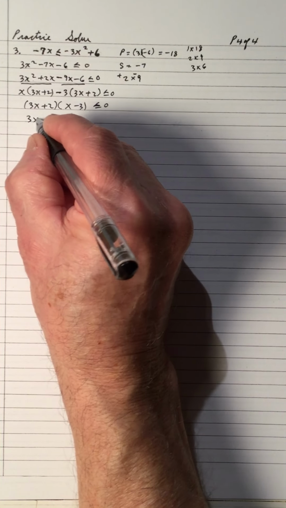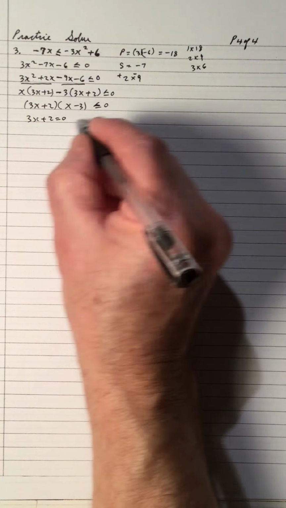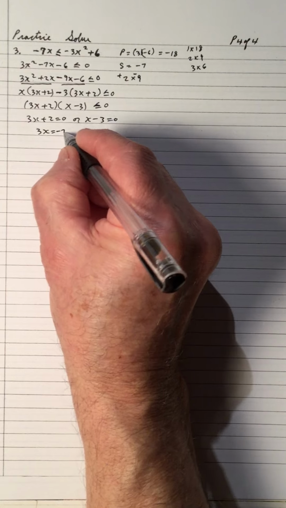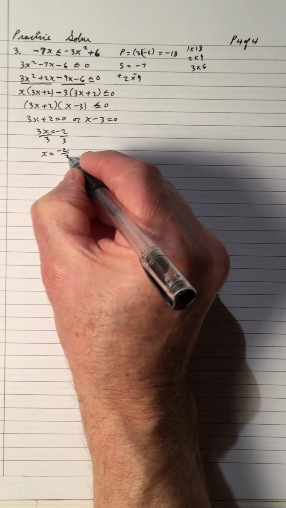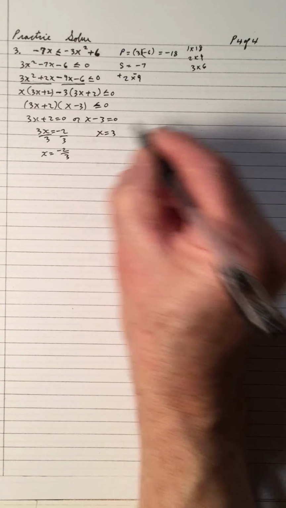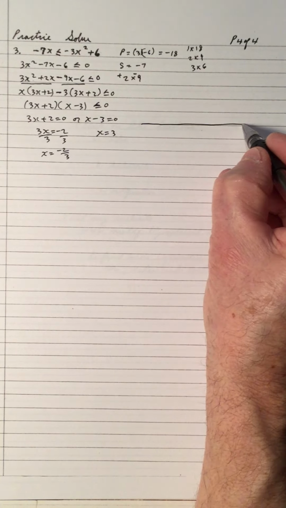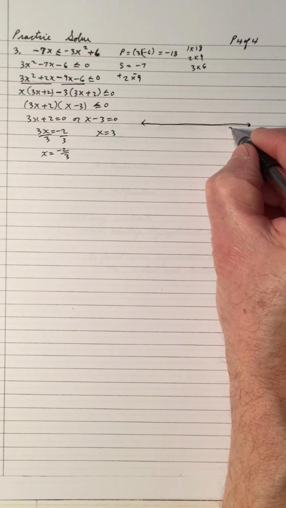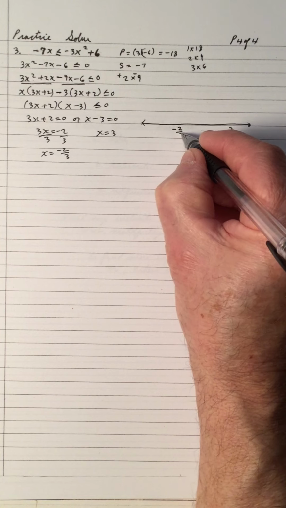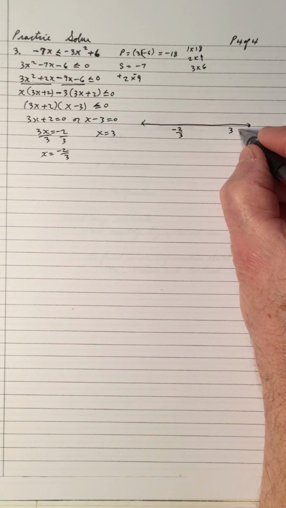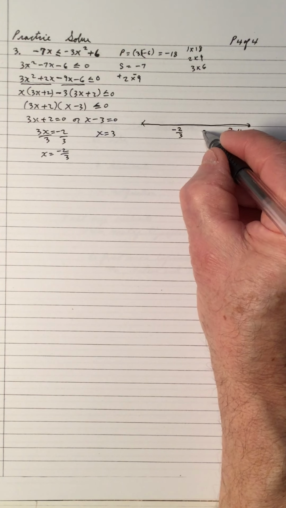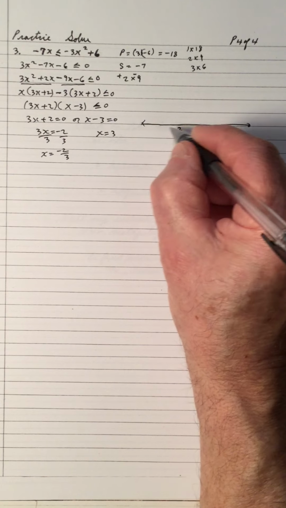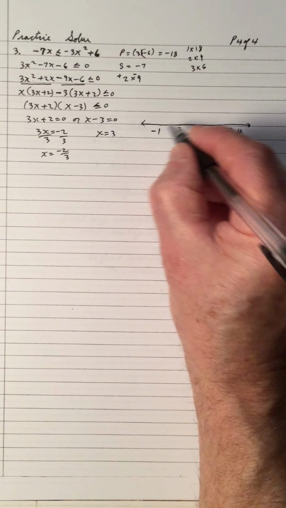So that means 3x plus 2 is equal to 0, and x minus 3 is equal to 0. 3x equals negative 2. Divide by 3. x is negative 2 over 3. And x is 3. So we take the two numbers and put them on the number line. 3 is over here. Negative 2/3 is here. Take a number larger than 3, which is 4. A number between negative 2/3 and 3 is 0, and a number to the left of negative 2/3 is negative 1.